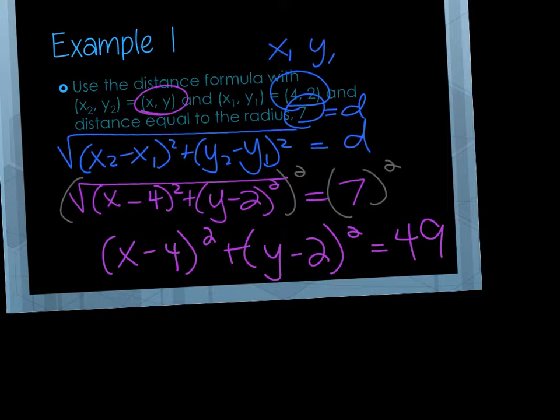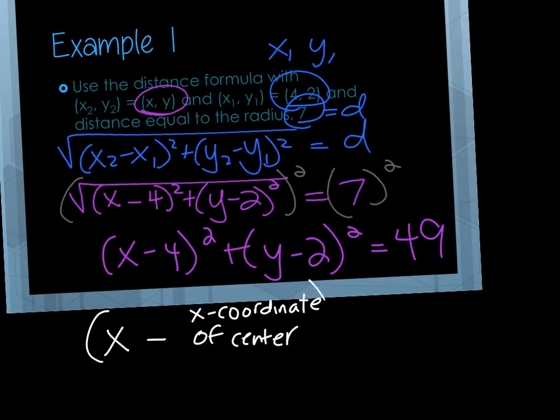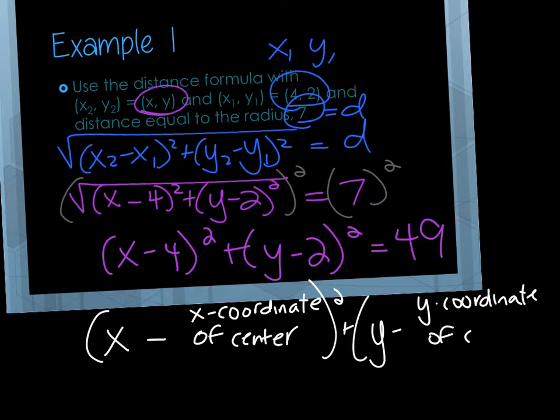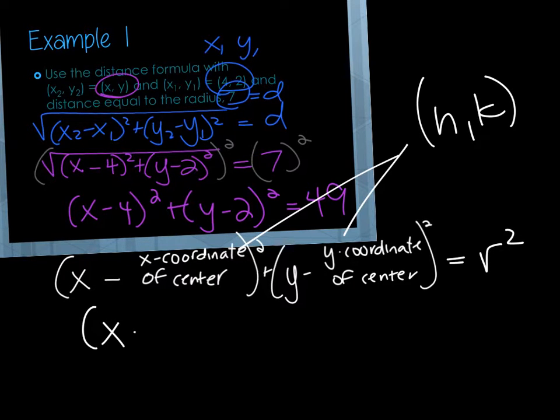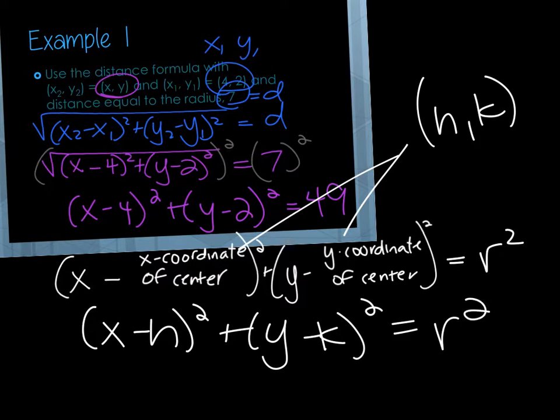So the equation that you'll use is x minus the x coordinate of the center, squared, plus y minus the y coordinate of the center, squared, equals the radius squared. And they'll refer to these points as h, k. So if your center is (h, k), it's x minus h squared plus y minus k squared equals the radius squared.